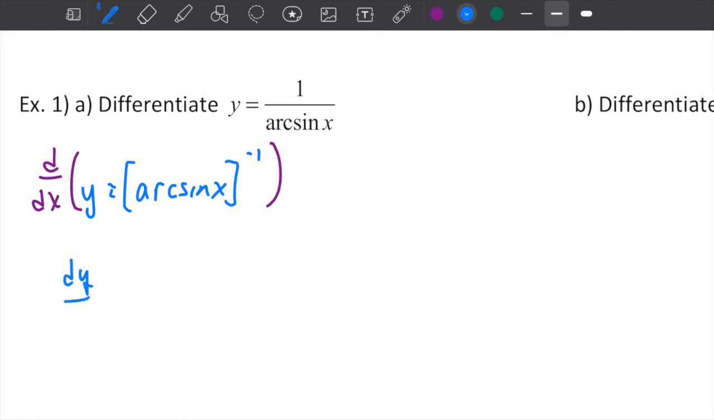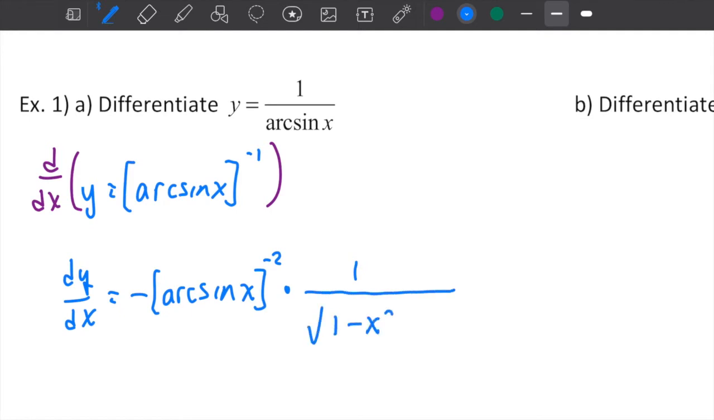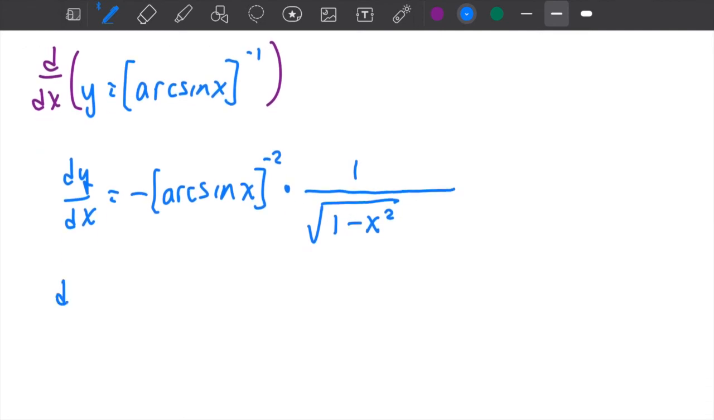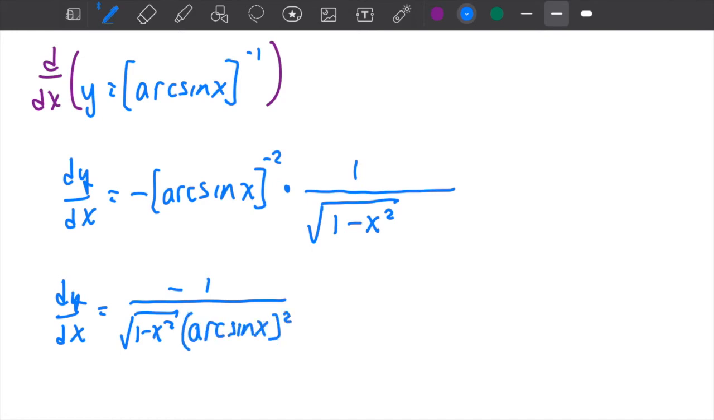It's going to get us dy dx equals the derivative of the outside, which will be -1, keep the inside the same, arcsine of x, subtract 1 from the exponent to get -2, multiplied by the derivative of the inside. We have 1 over square root 1 minus x squared. That is the derivative of arcsine. Simplifying, we have dy dx is equal to -1 over square root 1 minus x squared multiplied by arcsine x squared.